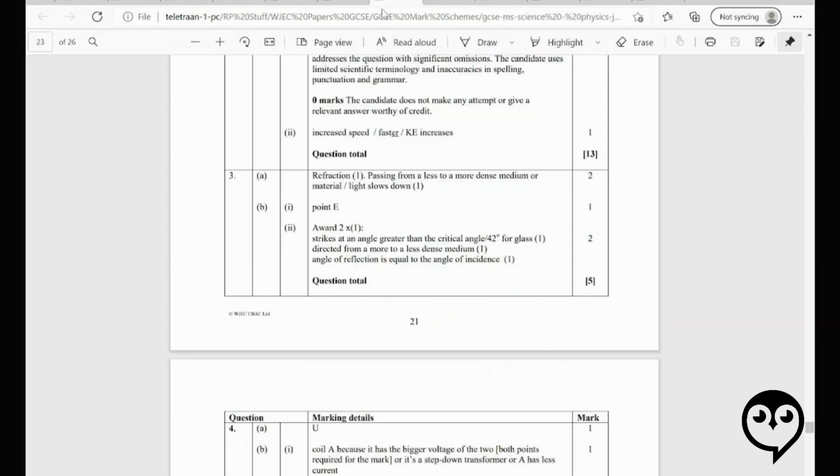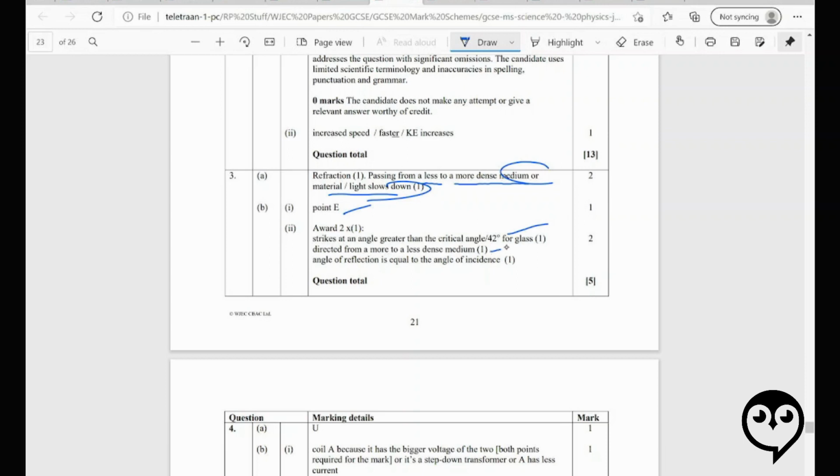And let's take a look at the answers. So refraction, passing from a less to a more dense medium. Oh, yeah, at A it was, yeah. Or the light slows down, yeah. E, we said, strikes at an angle greater than the critical angle, yes.